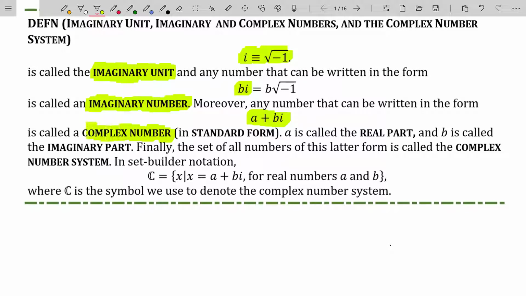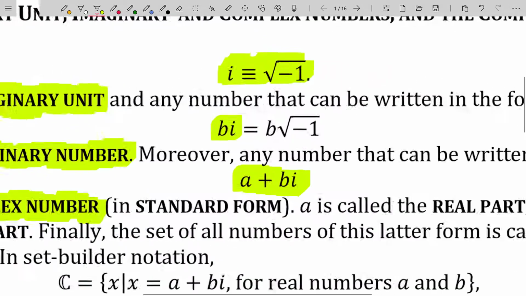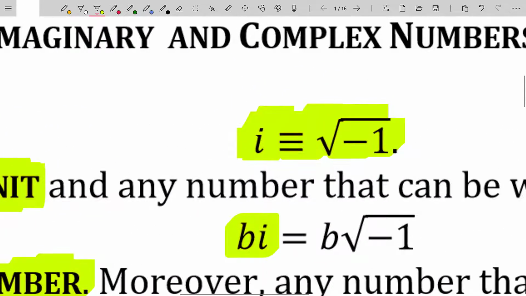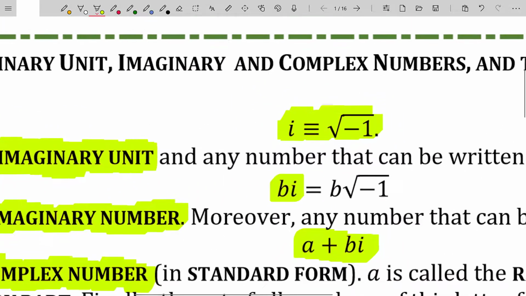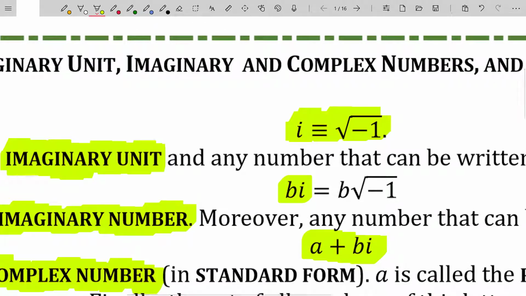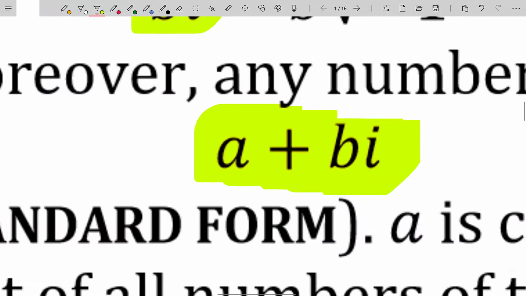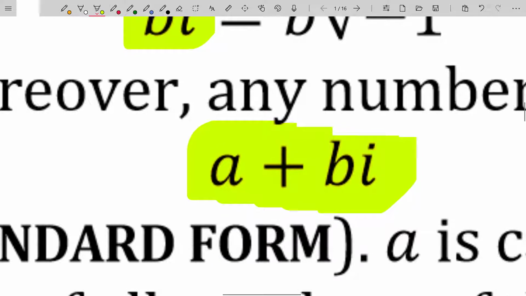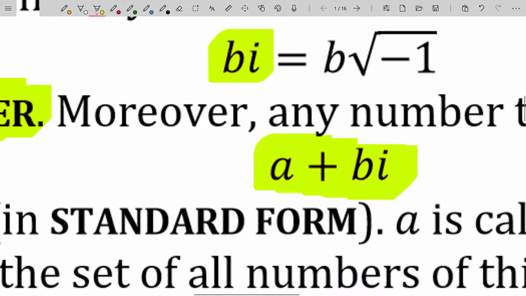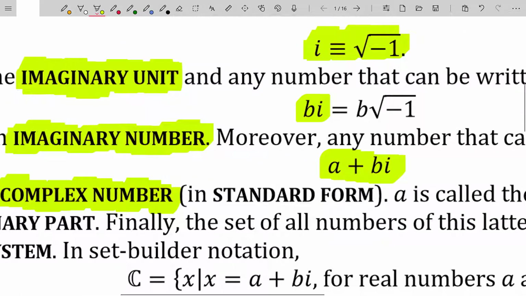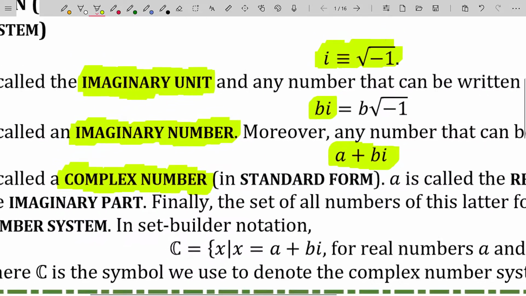So you can see there are three levels of definition going on here. The first is a very basic definition. What is i? Well, i is square root of -1, we call that the imaginary unit. Well, what if we were to multiply that by a real number, b times i? Well, that is now called an imaginary number. Well, what if we were to add a real number to that b times i? So a plus bi. Because it has a real part to it, we call that a complex number.